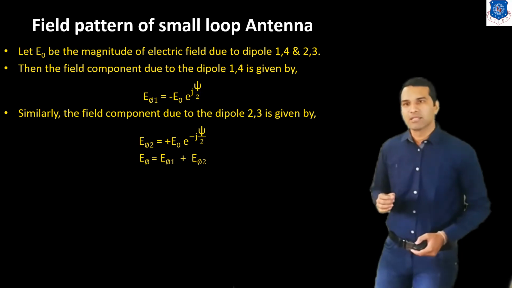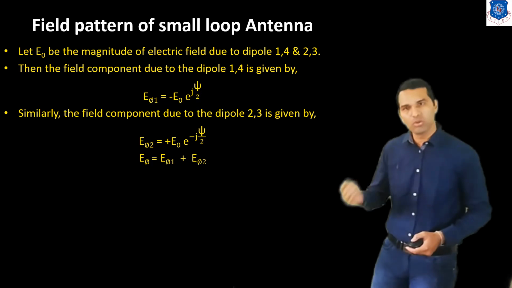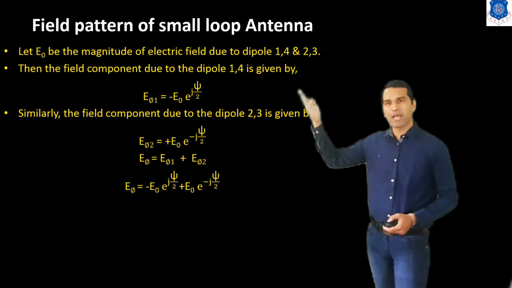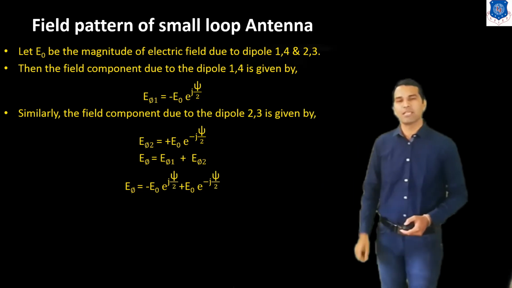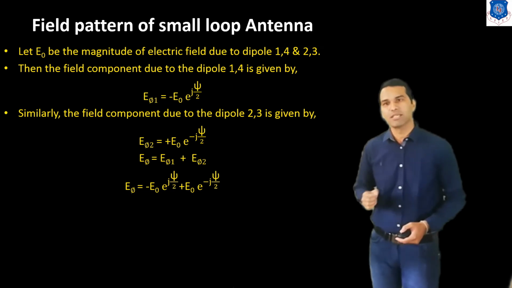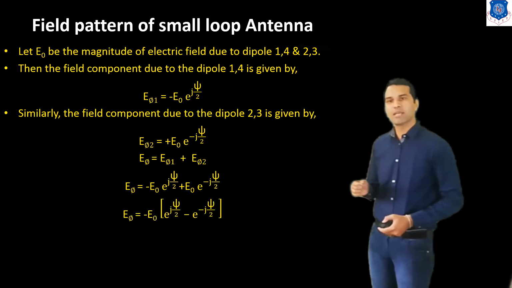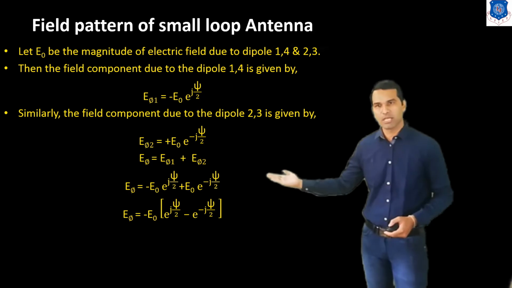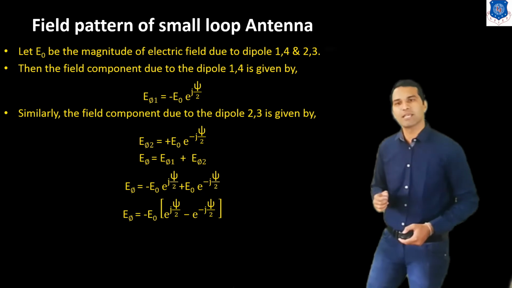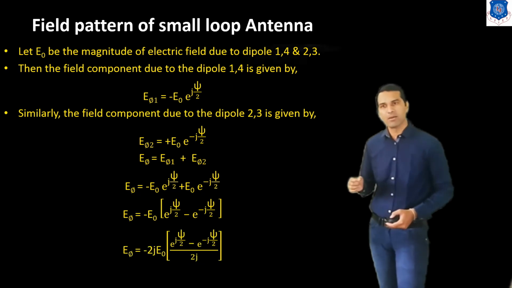So we can write the E phi total, that is nothing but E phi 1 plus E phi 2. We have the values of E phi 1 and E phi 2. So we can write the E phi total field as minus E0 e raised to j psi by 2 plus E0 e raised to minus j psi by 2. Now we take the minus E0 common from this equation. So we can write in the bracket e raised to j psi by 2 minus e raised to minus j psi by 2. Now we multiply and divide by 2j.